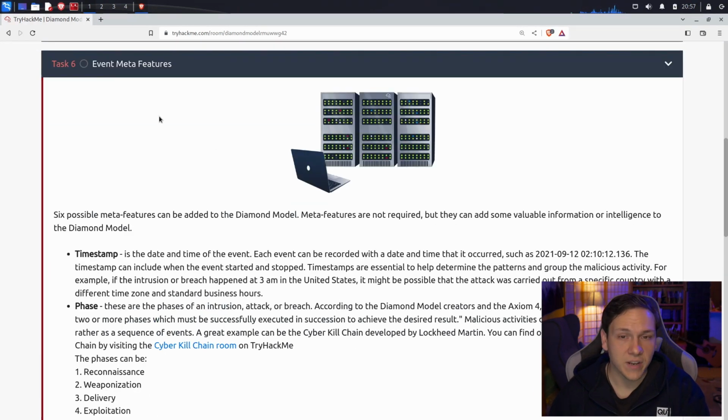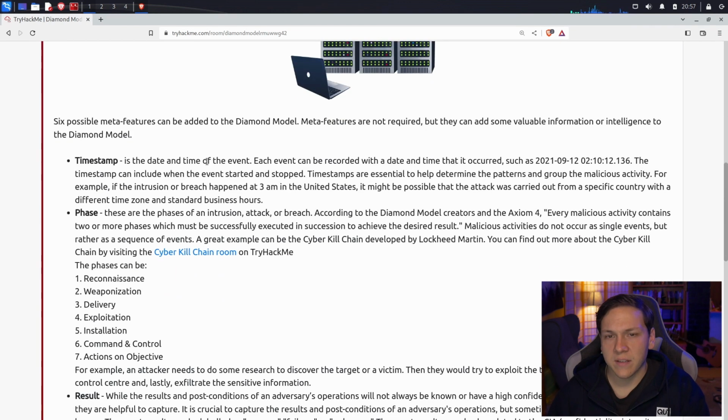Event meta features. Six possible meta features can be added to the diamond model. Meta features are not required, but they can add some valuable information or intelligence to the diamond model. Timestamp is the date and time of the event. Each event can be recorded with a date and time that it occurred. The timestamp can include when the event started and stopped.